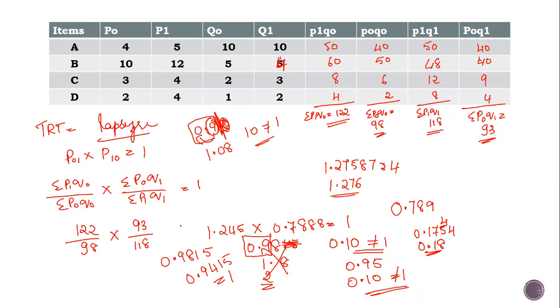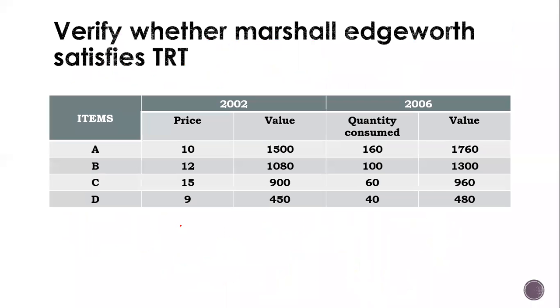The next question: verify whether Marshall Edworth satisfies TRT. Here they have given us the price and the value. When you say value, it is both price into the quantity. So you have to find the quantity.